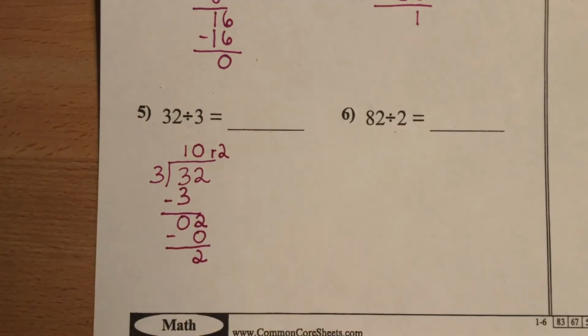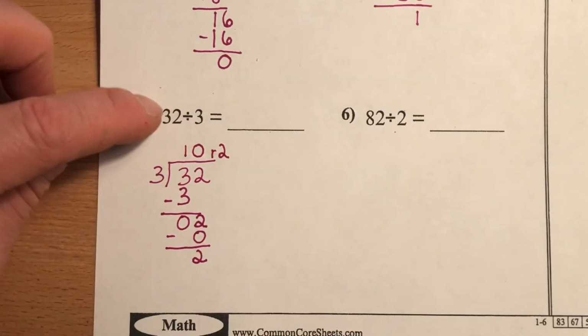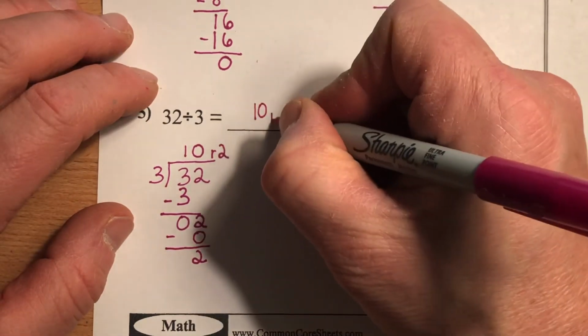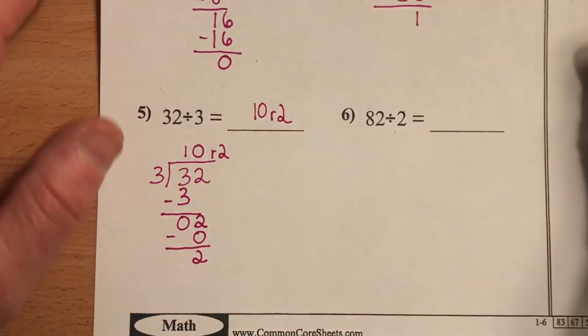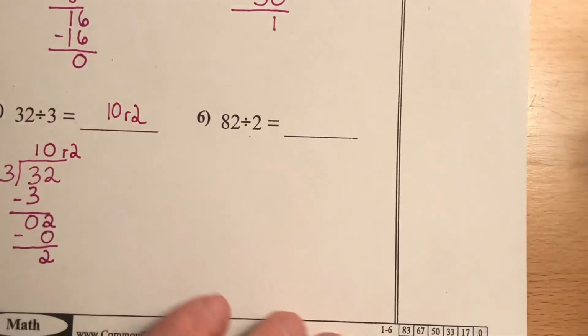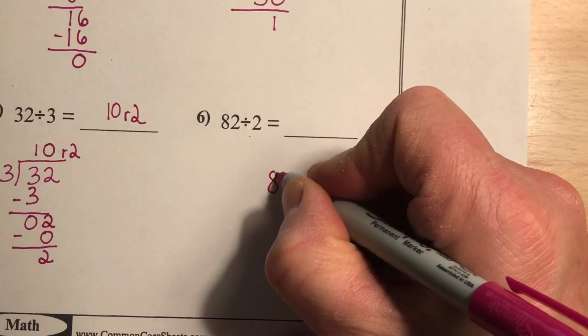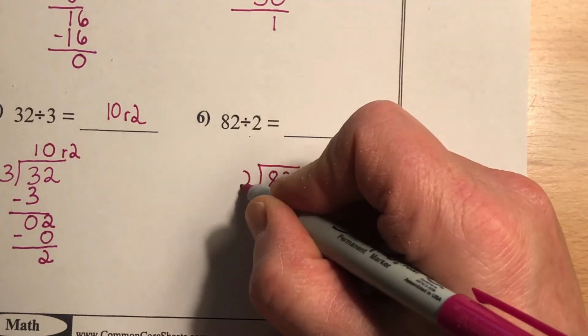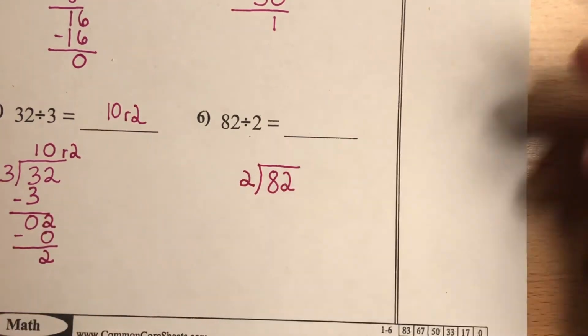And that makes sense, right? 3 times 10 is 30, plus 2 will give me 32. So 10 remainder 2. And then finally, over here, 82 divided by 2. So 82, my dividend, divided by 2, my divisor, will give you my quotient.